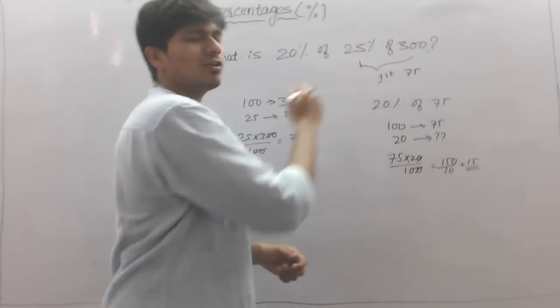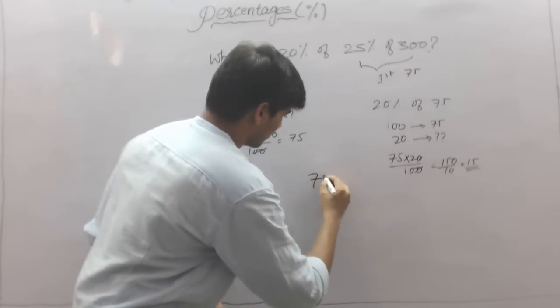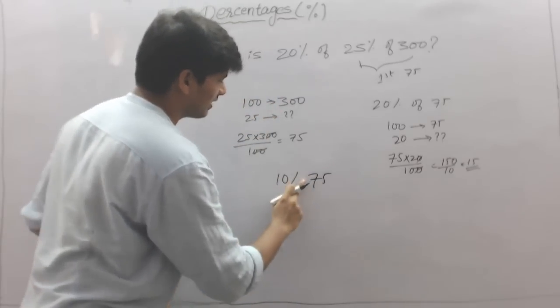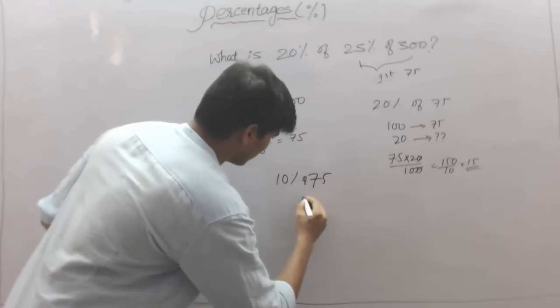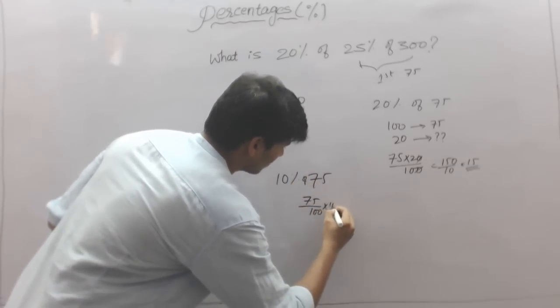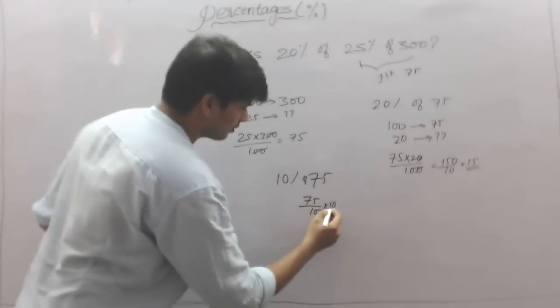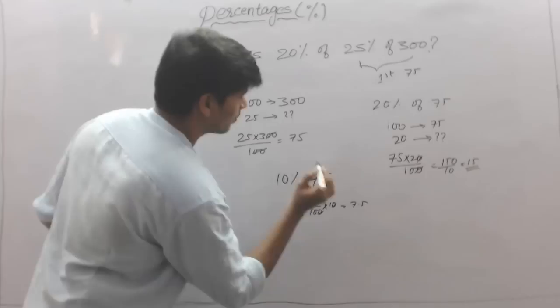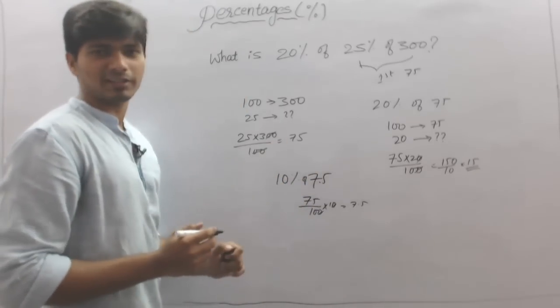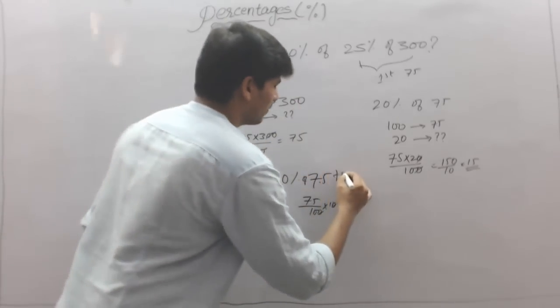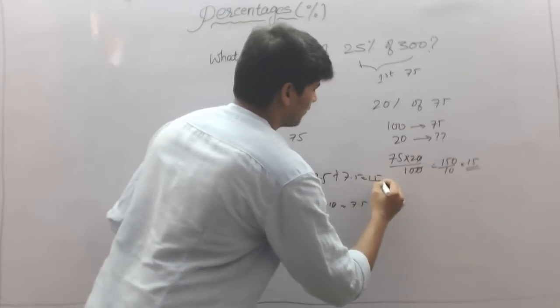Now what is 10% of 75? How do you calculate this? 10% of 75 is simply 75 divided by 100 into 10, isn't it? So it gives you 7.5. Simply, whenever 10% is asked, you put a dot. 7.5. Now 10% is 7.5, 20% is 7.5 plus 7.5, that is 15.